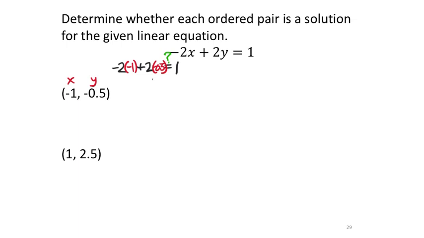So I'm going to type this in. -2 times -1 plus 2 times -0.5. Now, if I push enter and I see that it does actually equal 1, then I know that it is a solution and it would be true because it would be a true statement. If it gives me anything else, it is not a solution. I push enter, and all this garbage right here is actually 1, and 1 does equal 1. Hopefully we know that's true. That is true.